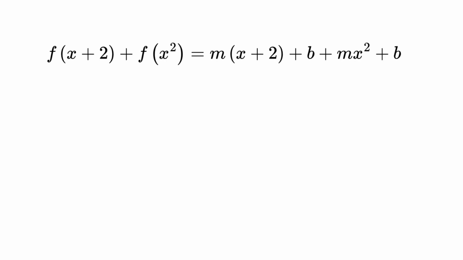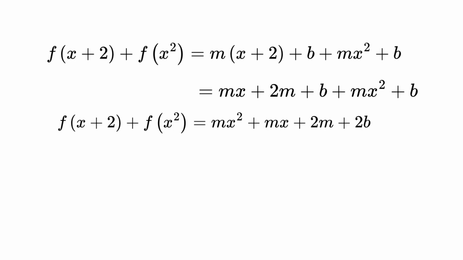Now combine both the equations. Then f(x+2) + f(x²) = m(x+2) + b + mx² + b. Rewriting, we get mx + 2m + b + mx² + b. This b and this b combine, we get 2b, so we get mx² + mx + 2m + 2b. Let's compare this equation with our question.